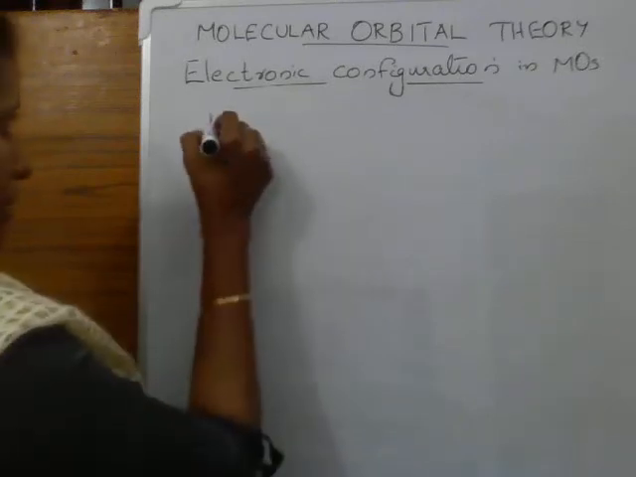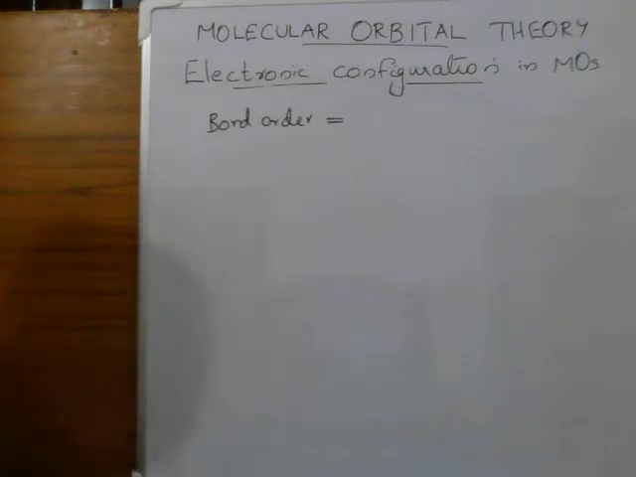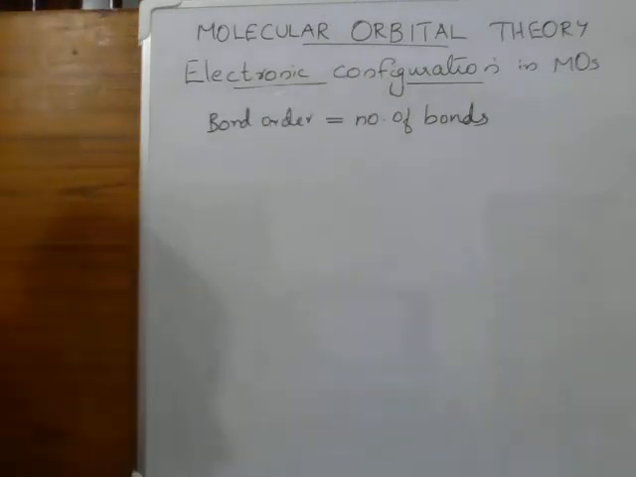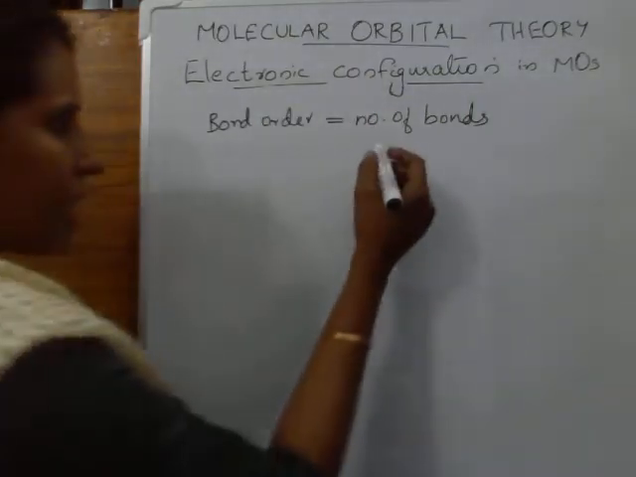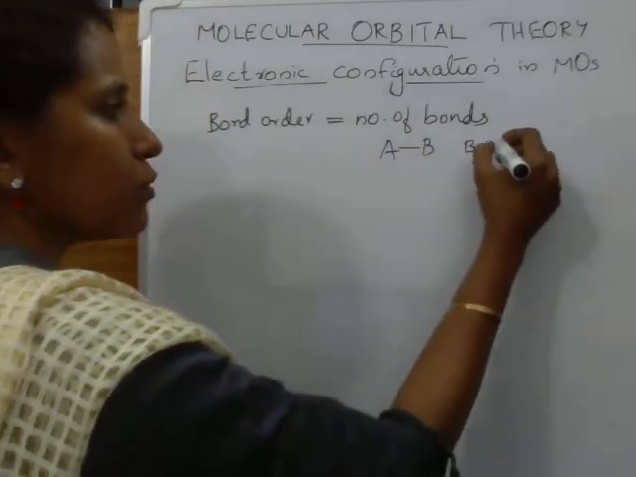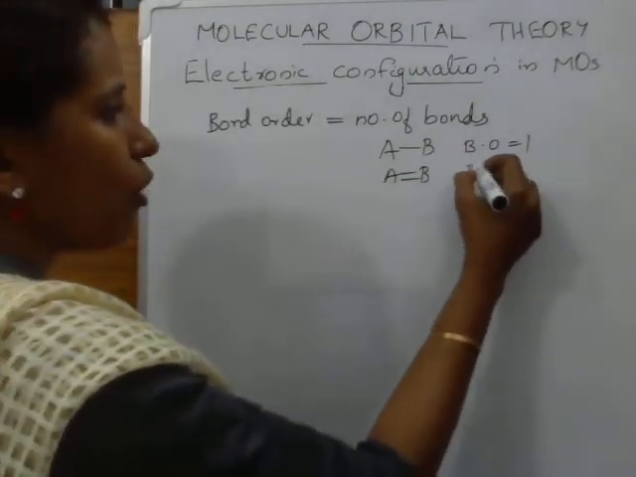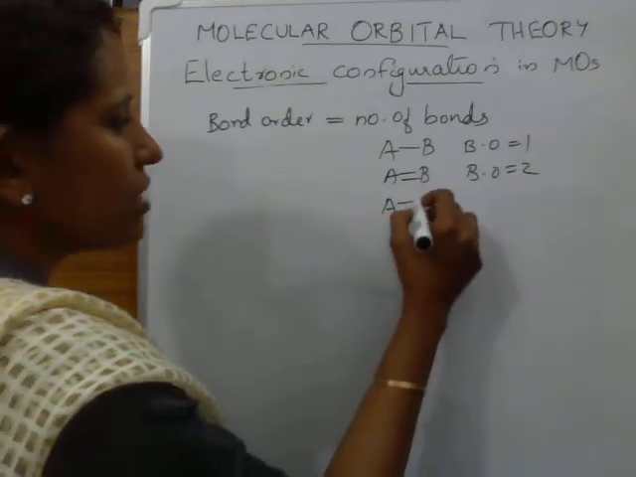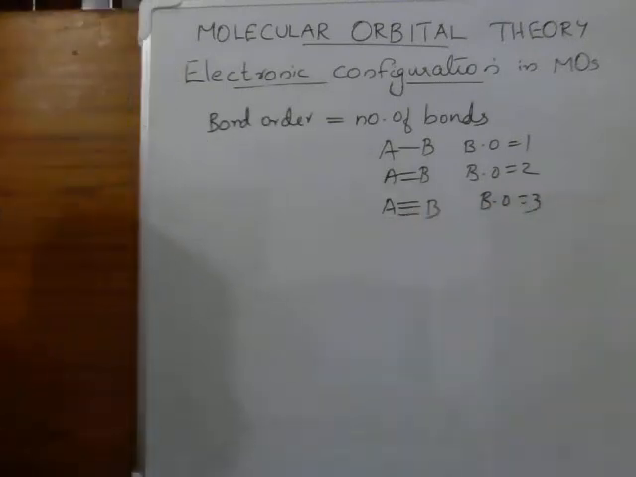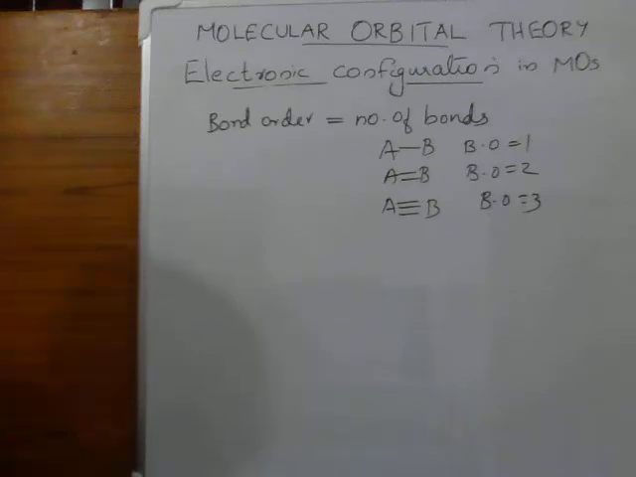What is bond order? Bond order is the number of bonds between two atoms in a molecule. Suppose we have two atoms A and B. If there is a single bond, bond order is equal to 1. If there is a double bond between A and B, bond order equals 2. If there are 3 bonds between two atoms, bond order equals 3. Bond order is nothing but the number of bonds between two atoms in a molecule.